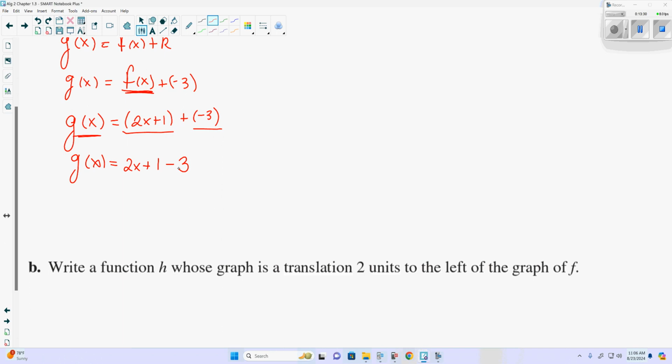Are there any like terms that we need to combine? One minus 3, yes? And what is 1 minus 3? Negative 2. So our new function, g of x, is equal to 2x minus 2. So this is the function from f of x with every point moved 3 units down.